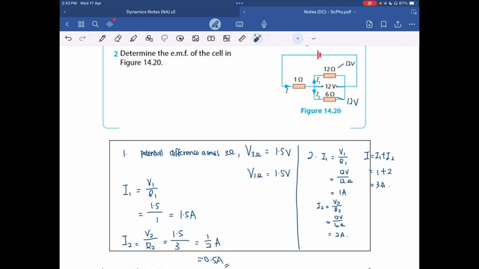So since I know what is the current from the main branch already, I can find what is the EMF from the cell. So the EMF from the cell will just be the current from the main branch times the effective resistance. Right? I can find what is the effective resistance.